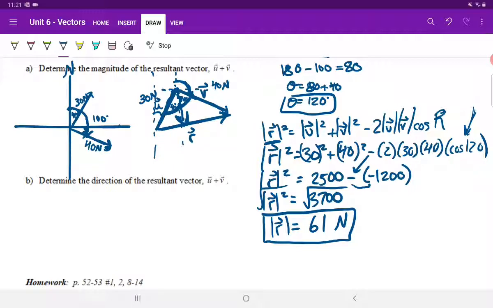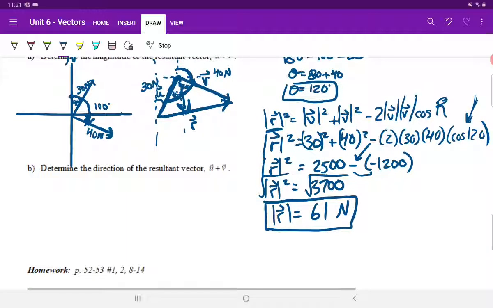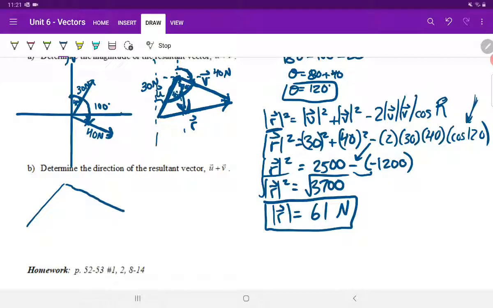But we know we're not done here. If this is a vector, we always have to give direction. So it says determine the direction of the resultant vector. If this is my triangle here, that's U, this is V, and here's my R. I now know that my R is 61 newtons, my U is 30 newtons, and that's 40. And I even know that this is 120 degrees. If I were to find my resultant, it's going in this direction.